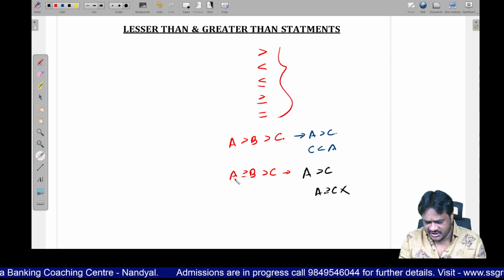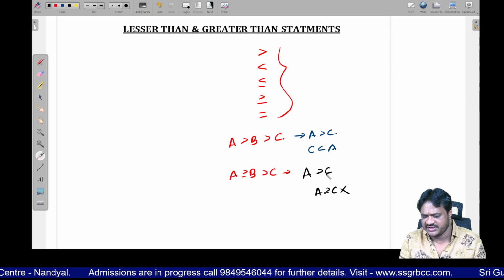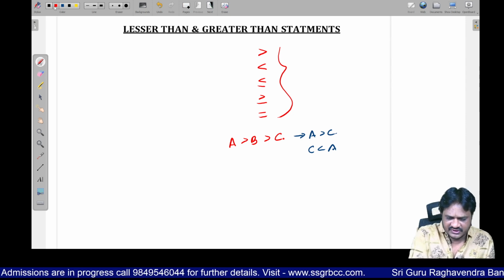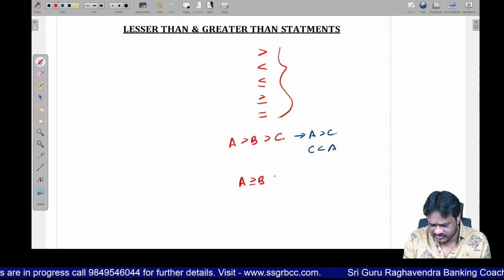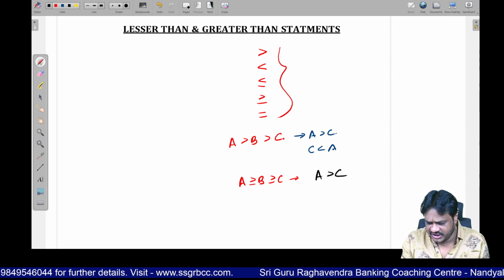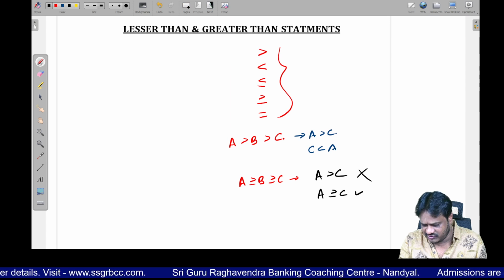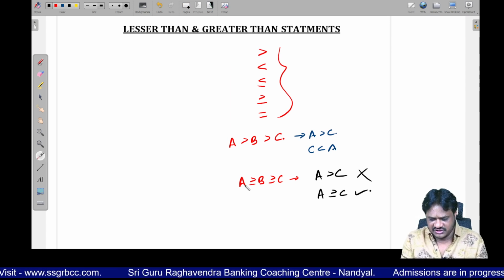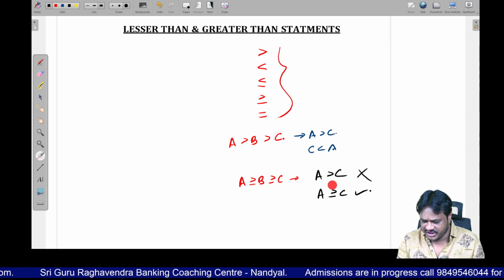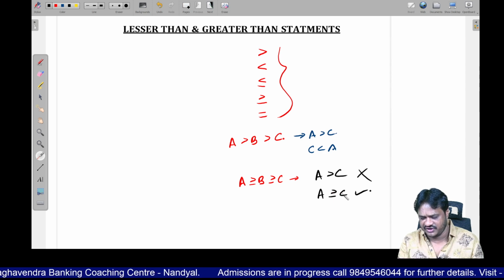That means, if there is any common symbol between two elements, then there is a relation between the two elements. Now, one more small example: A greater than or equal to B, B greater than or equal to C. Now, if I write only A greater than C, it does not follow. If I write A greater than or equal to C, that definitely follows, because from A to C the symbol is greater than or equal. Therefore, A greater than or equal to C definitely follows.